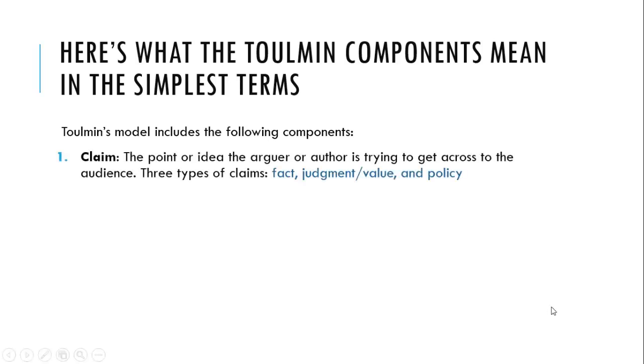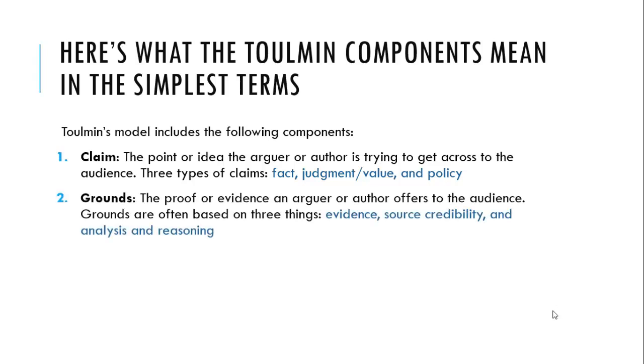In terms of the claim, this is essentially the overall idea of the argument. So what the author is trying to get across to their audience. And the 3 types of claims are often fact, judgment or value, and policy. So that's going to be important to keep in mind, especially when you're summarizing for the rhetorical analysis essay as well. Grounds, again, is simply a synonym for evidence, another way of saying evidence.